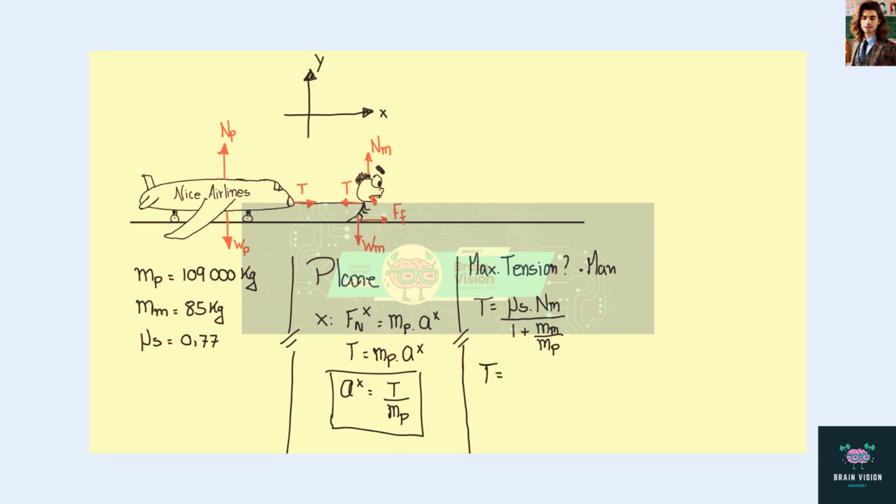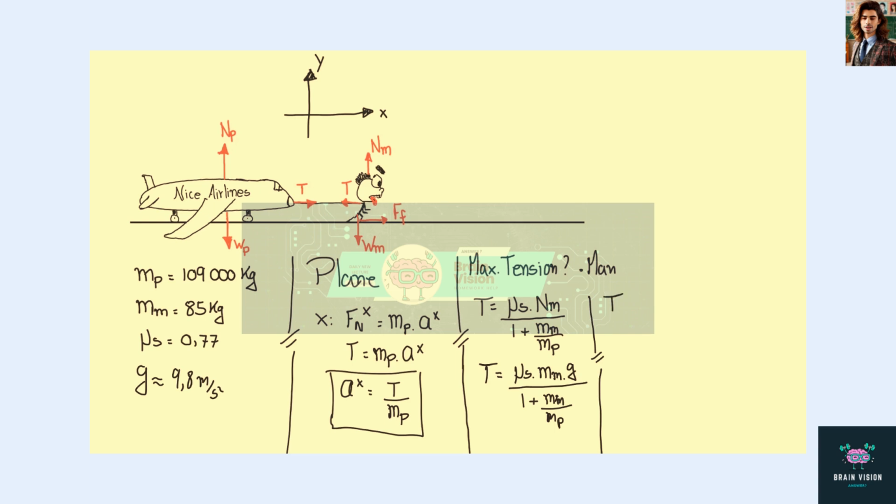Then the tension force can be written as frictional coefficient times the weight force that acts on the man, which is the mass of the man times the acceleration of gravity, divided by 1 plus the mass of the man divided by the mass of the airplane. Now we plug in the values that were given in the problem, remembering that the acceleration of gravity is approximately 9.8 meters per second squared.